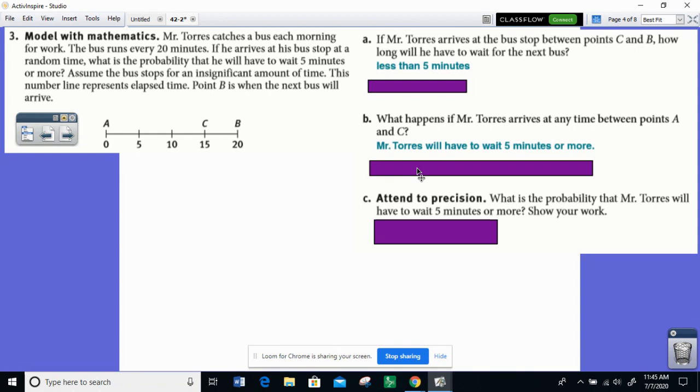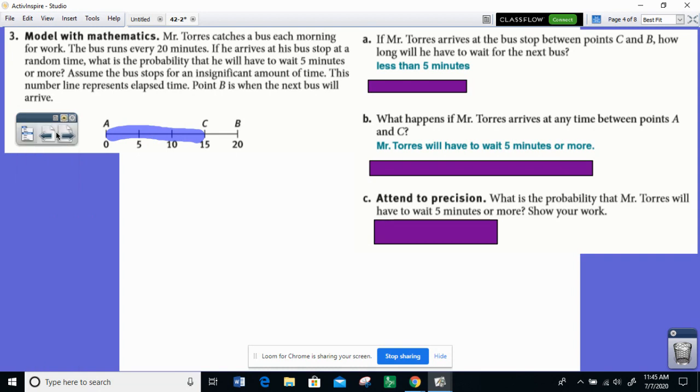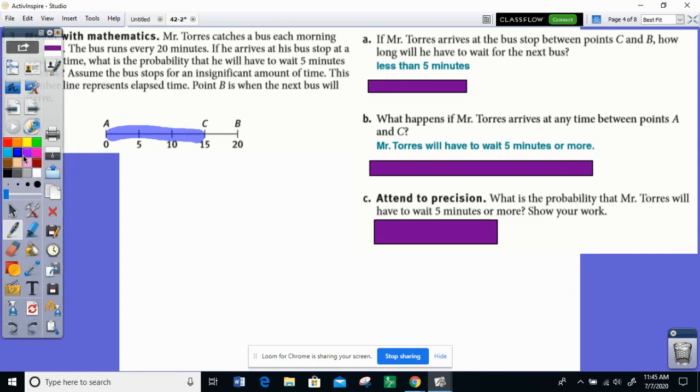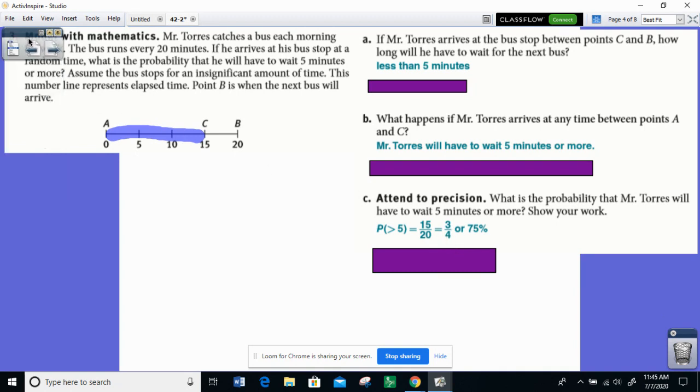So part C says, what is the probability that Mr. Torres will have to wait 5 minutes or more? Show your work. Well, the probability that he will have to wait 5 minutes or more is represented by any point in this portion of the number line. How many minutes does this portion of the number line represent? Well, that would be 15 minutes out of 20 total minutes, reduces to 3 over 4, which we can write as a percentage as 75%.